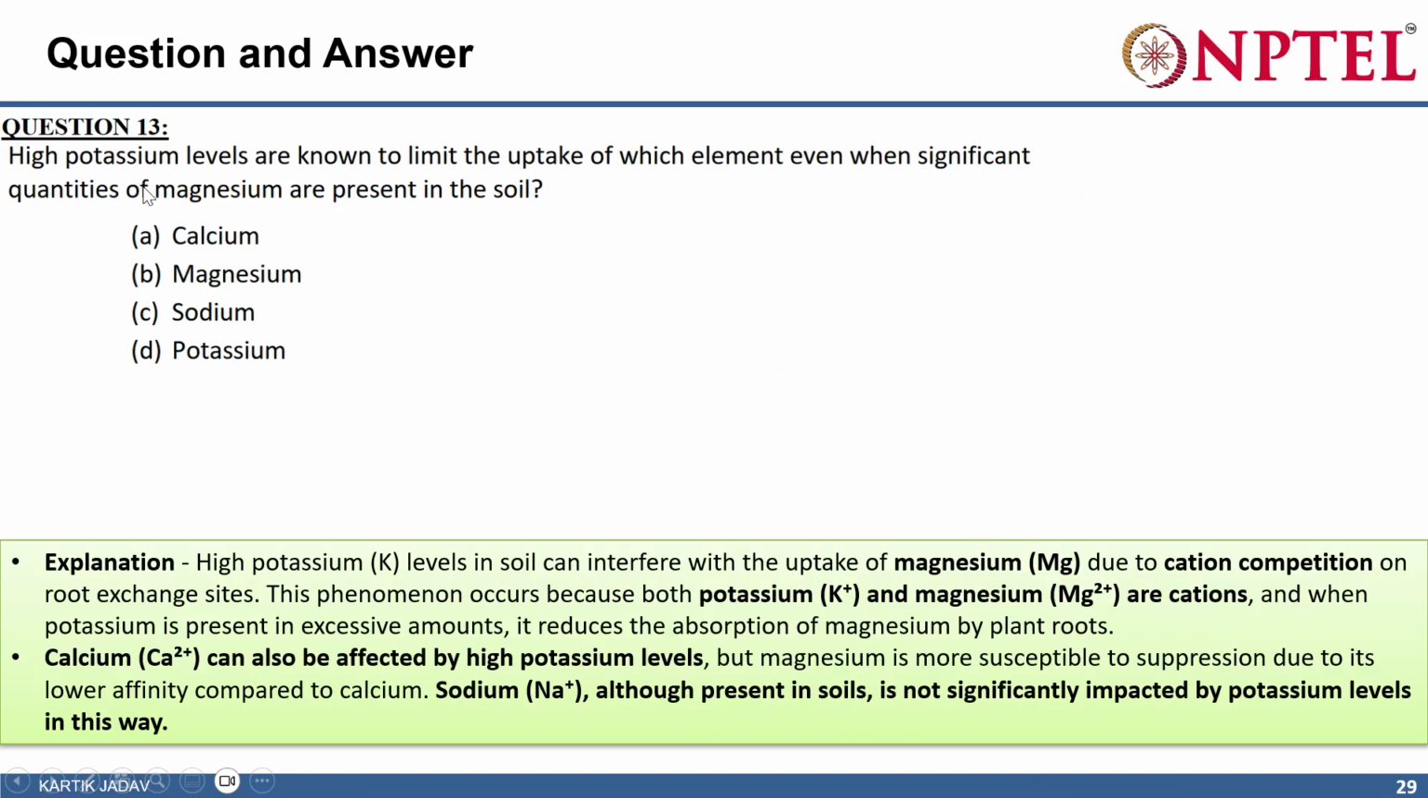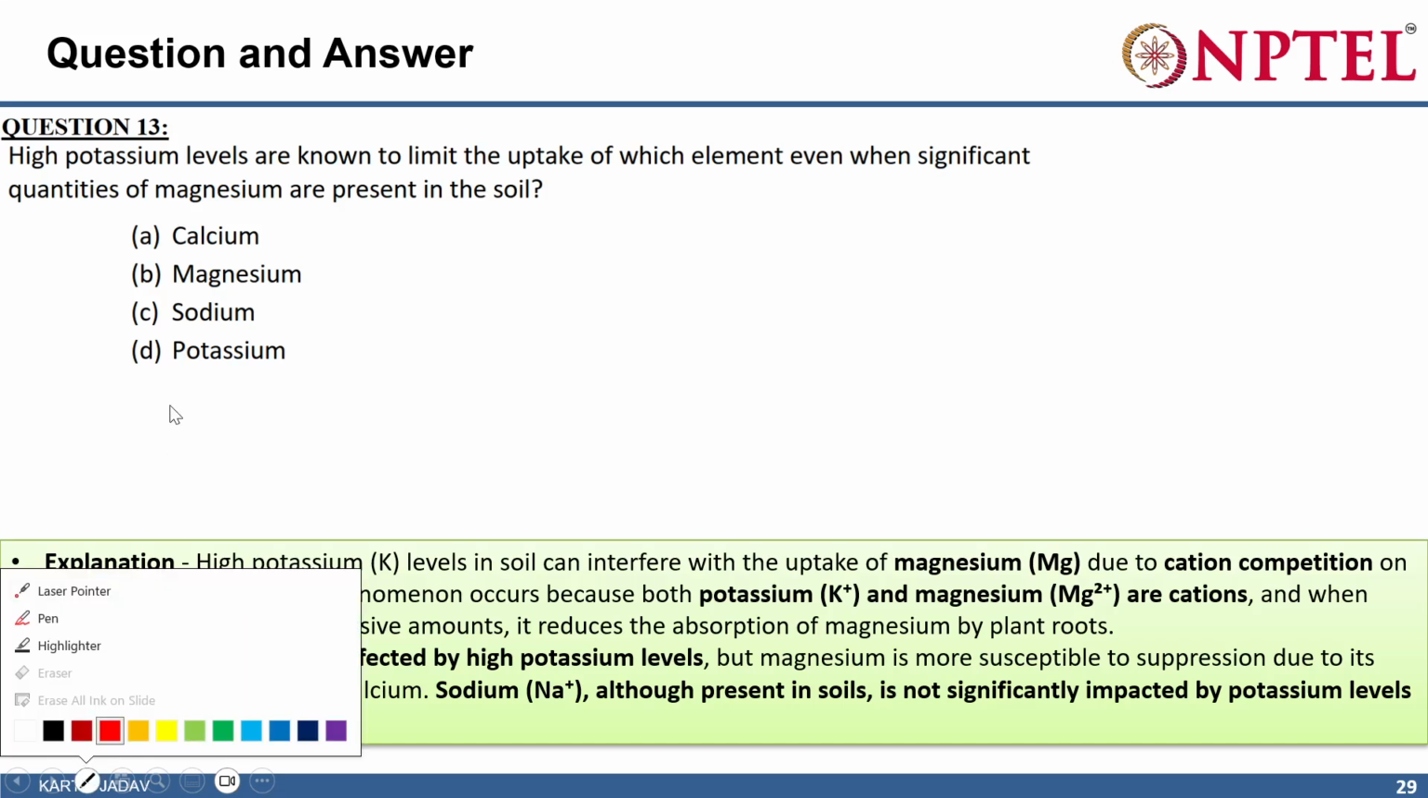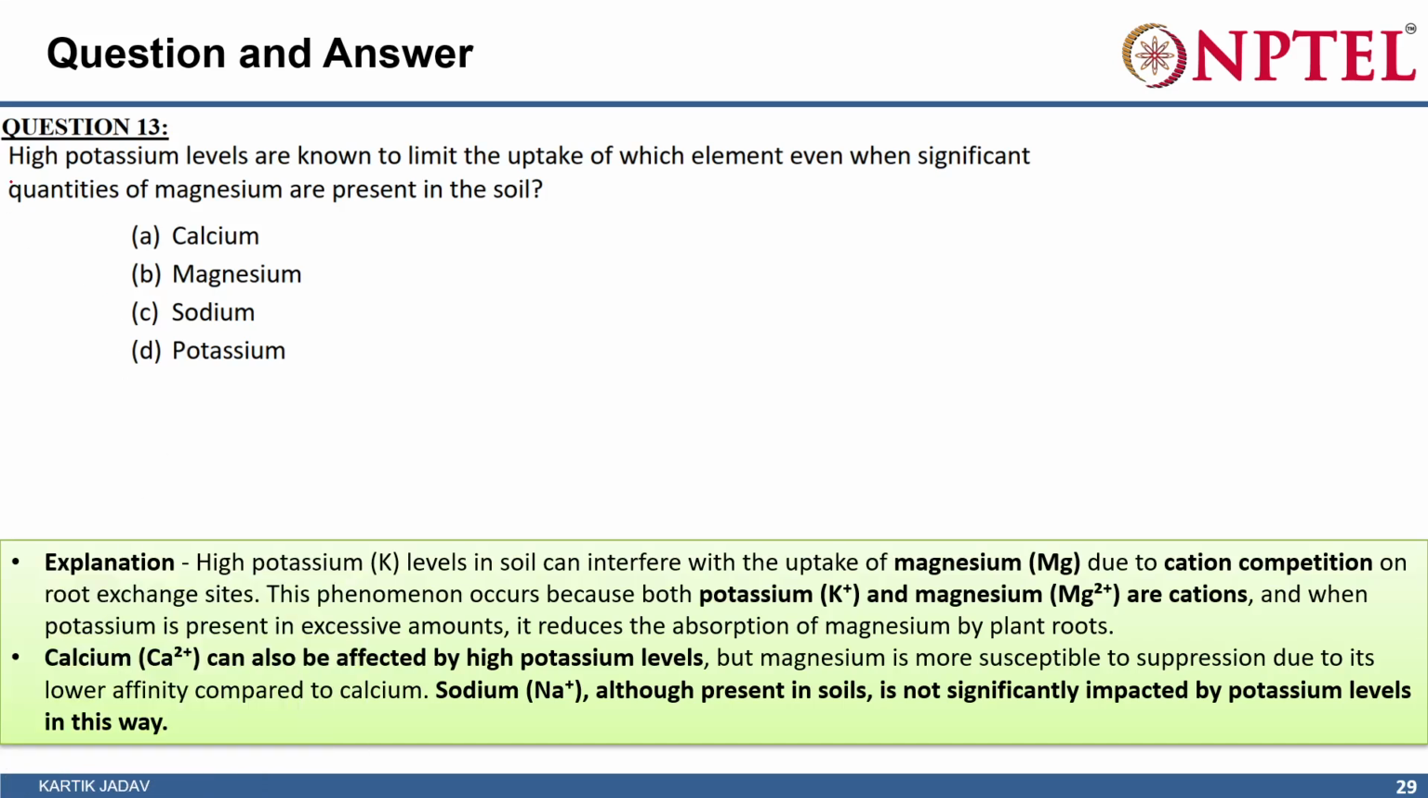So high potassium level affects magnesium, right? It limits its uptake by plants. Calcium absorption can also be affected by high potassium level, right? So after magnesium, there is calcium that is also affected if there is a high amount of potassium present in the soil. The correct answer is B.